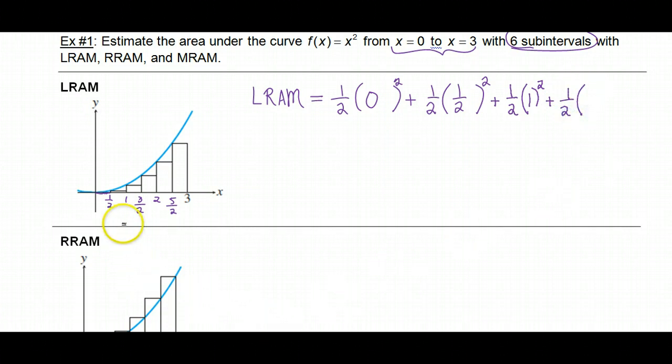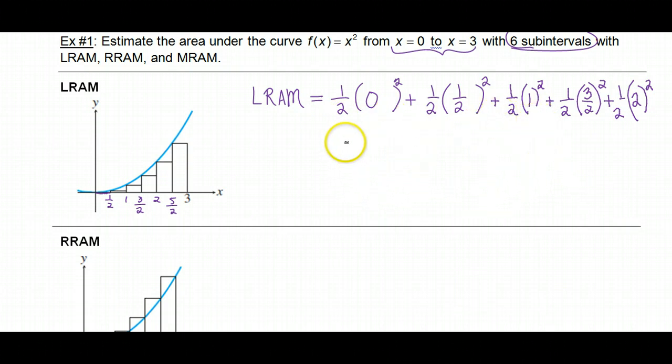My next rectangle goes from 3/2 to 2 on the line, so it's going to be 3/2 squared. That's the height where it hits on that graph. The next one goes from 2 to 5/2. Notice the base is always going to be 1/2, and you could have just put the 1/2 all the way out in front. This is going to be 2 squared. I'm just trying to show you it's base times height plus base times height.